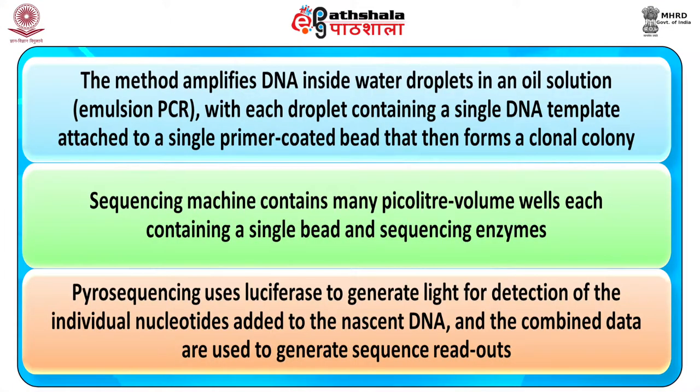In this method, the DNA is amplified inside water droplets in an oil solution, which is called emulsion PCR, with each droplet containing a single DNA template attached to a single primer coated bead that then forms a clonal colony. The sequencing machine contains many picoliter volume wells, each containing a single bead and sequencing enzyme. Pyrosequencing uses luciferase to generate light for detection of each individual nucleotide added to the nascent DNA, and the combined data are used to generate sequence readouts.